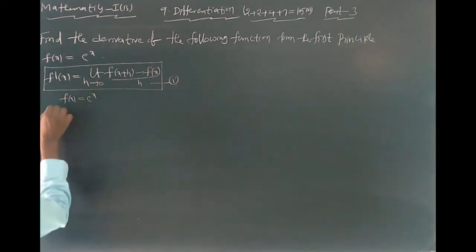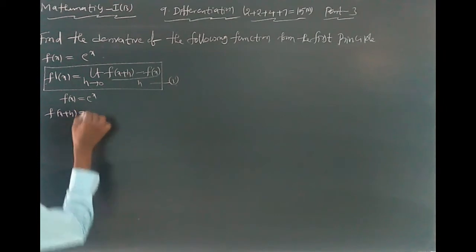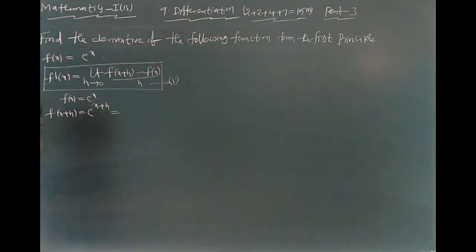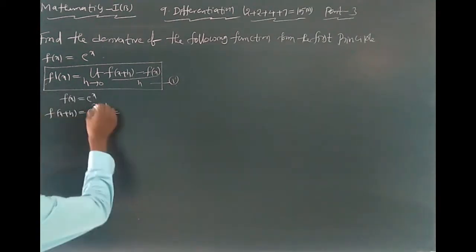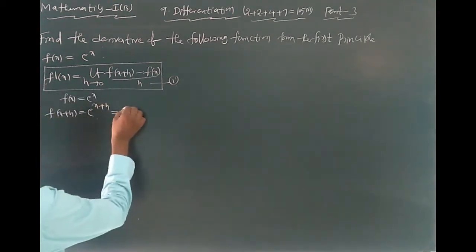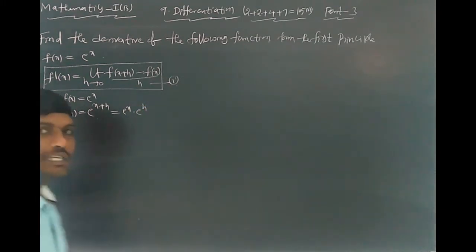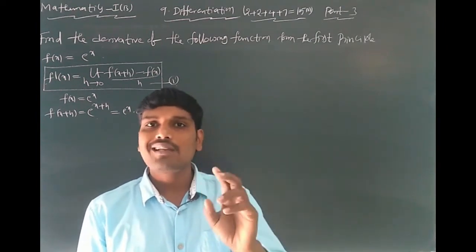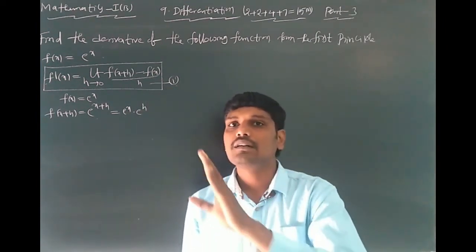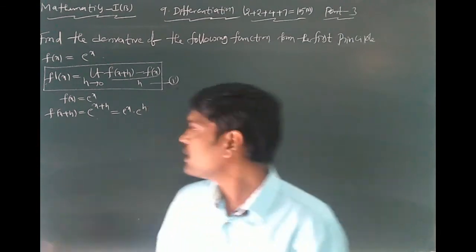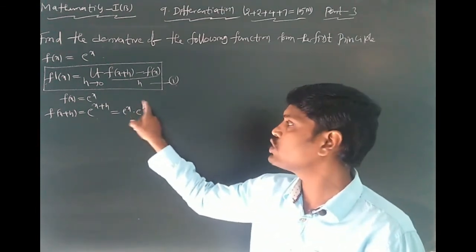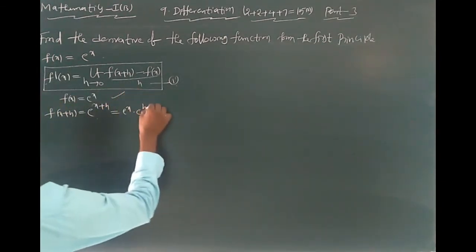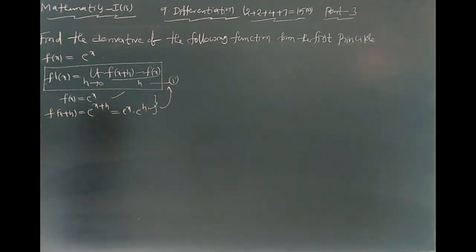You can find f of x plus h. f of x plus h is equal to e power, in place of x you write x plus h. That's why e power x plus h is there. This e power x plus h you can write as e power x into e power h. Why? Because bases are equal, powers should be added. Here the bases e are equal, so the powers are added and you get a similar answer.